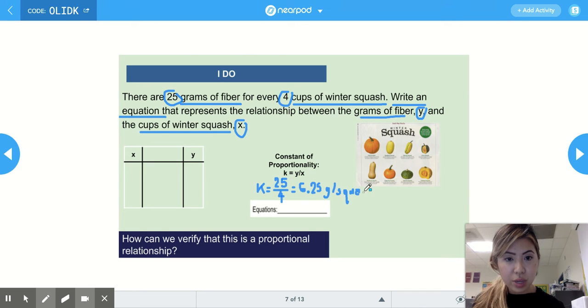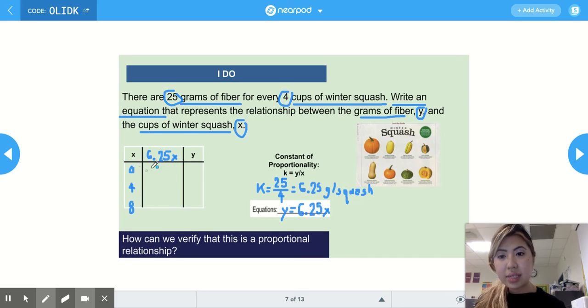And from here, we can write our equation. Since our equation has to be in the form y is equal to k times x, we have y is equal to, since our k is 6.25, y is equal to 6.25x, and that's going to go in our middle column of our 3-column process chart. So from here, I'm just going to plug in different x values. So let's just say 0, 4, and 8.